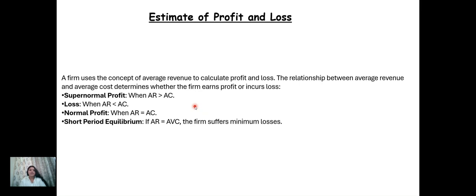Equilibrium means same, constant. So you can see the estimate of profit and loss and how revenue analysis applies to monopoly and oligopoly. Basically this presentation depends totally on revenue analysis. This is a major point of microeconomics to understand everything, and for a firm also.